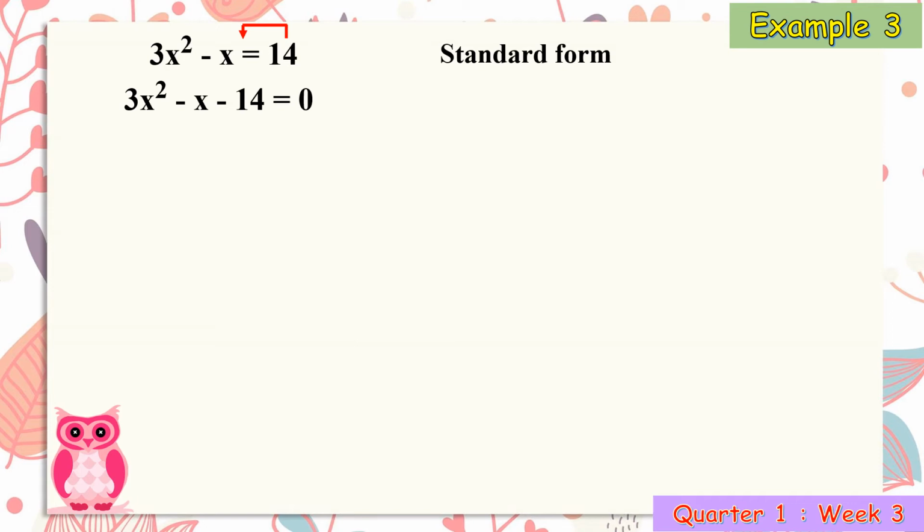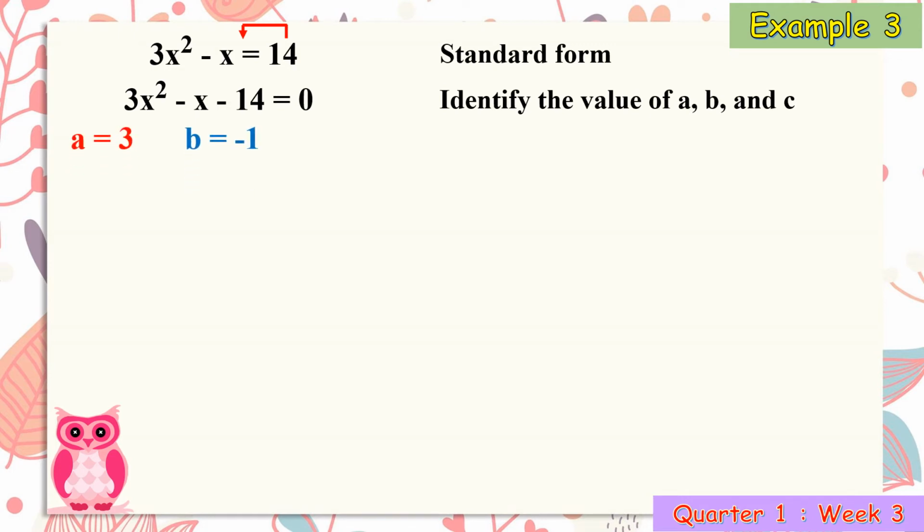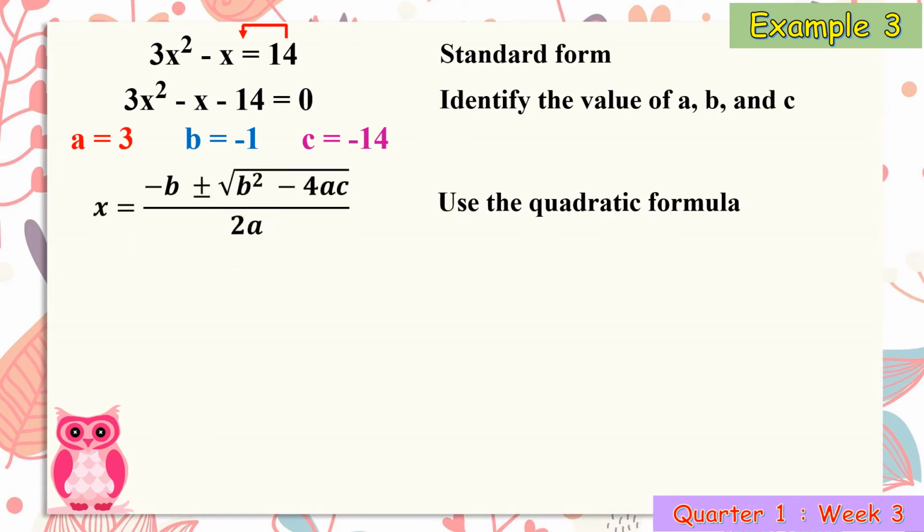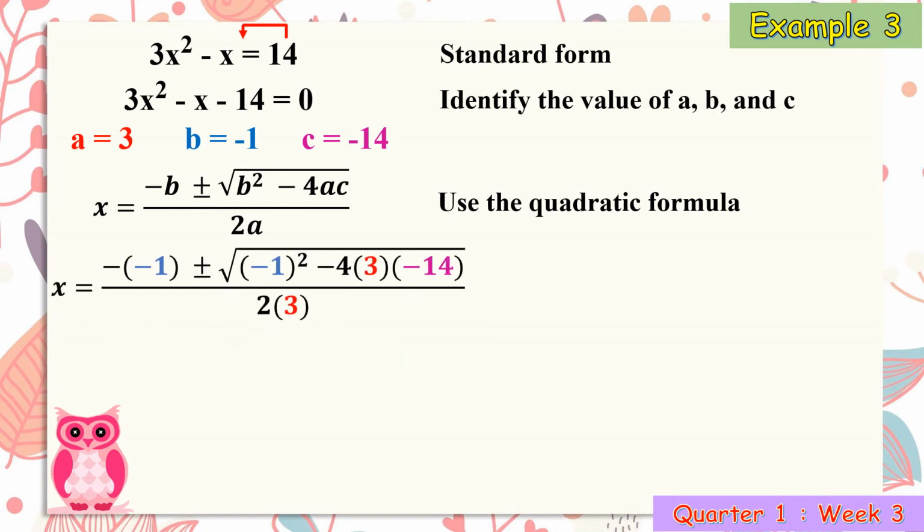So once we already write the given quadratic equation into its standard form, we can now identify the values of a, b, and c. The value of a here is positive 3, the value of b here is negative 1, and the value of c is equal to negative 14. Then afterwards, we can now use our quadratic formula. Then, after we write the quadratic formula, we will now substitute all the given values of a, b, and c. So that will be our expression now.